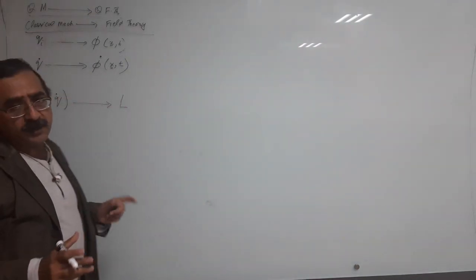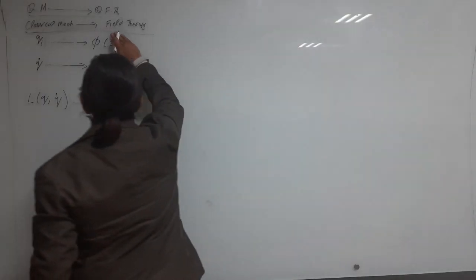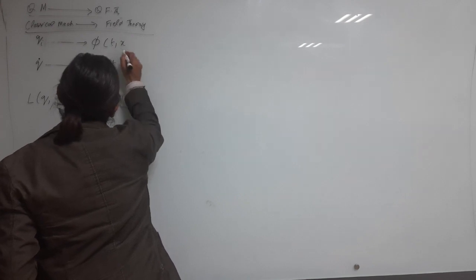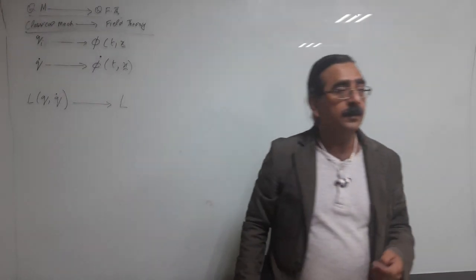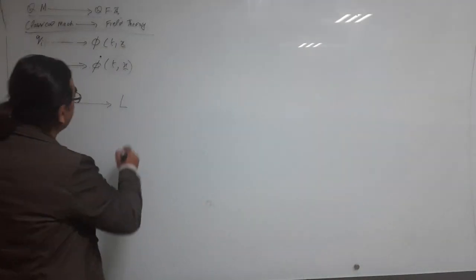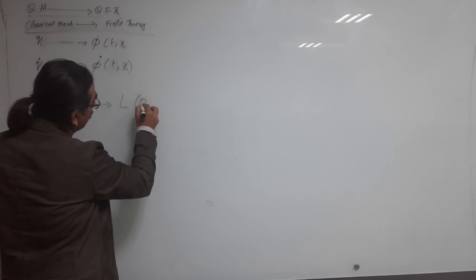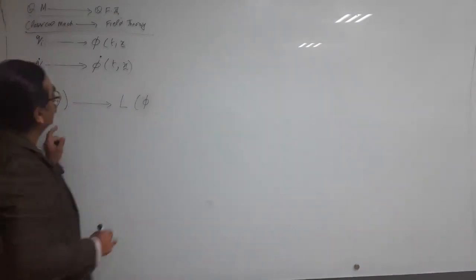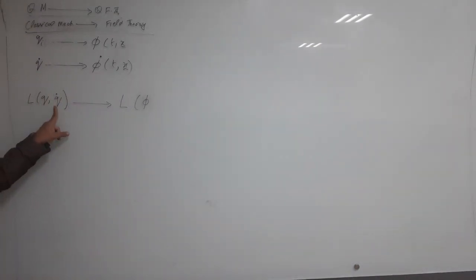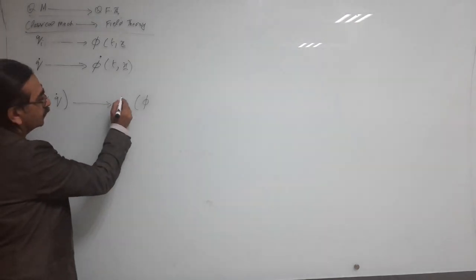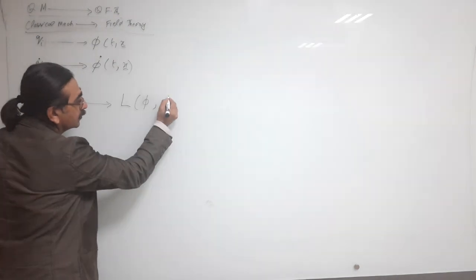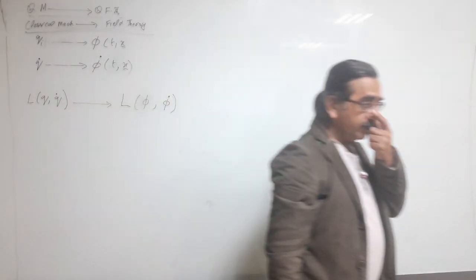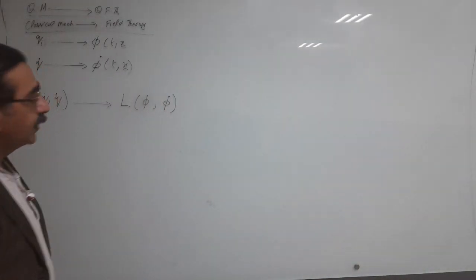So velocity will change with this. Here I must write it in the form of t, x. Actually, we usually write t first and then x. Here the Lagrangian was a function of position and velocity. Here the Lagrangian will be a function of phi and phi dot. Got it? That will be equal to this.